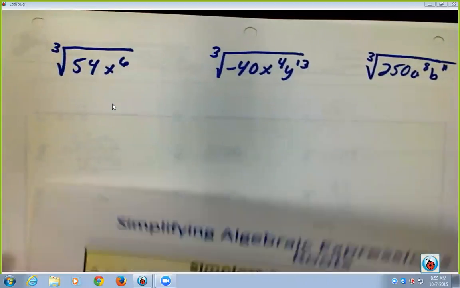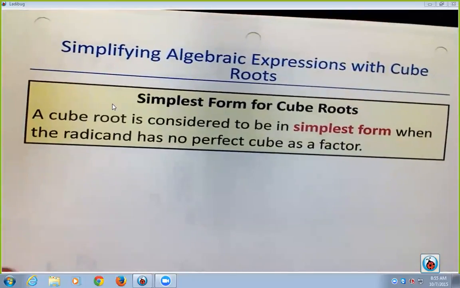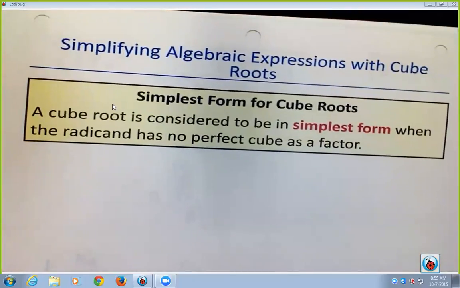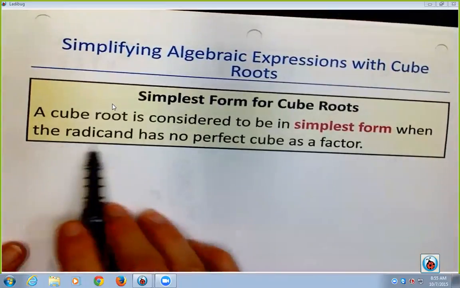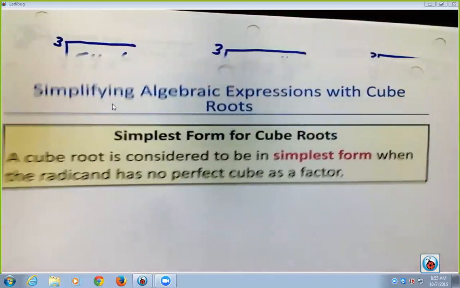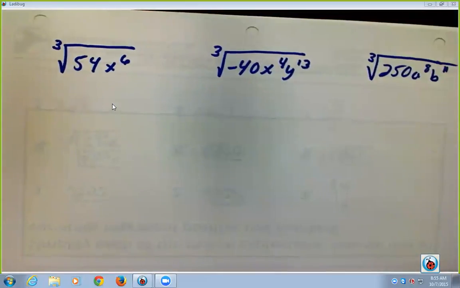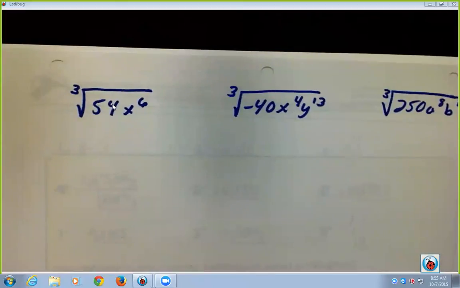In cubes, they're the same way, but we're going to simplify them. But now instead of looking for 2 items to pull out, I'm going to look for 3. So a cube root is considered in simplest form when the radical has no perfect cubes as factors. So we're going to see what we can end up doing with cubes. Same process. The process isn't any different than what we just did, but now instead of having an index of 2, we're going to look for 3. So we're going to look for 3 items that we can pull out.